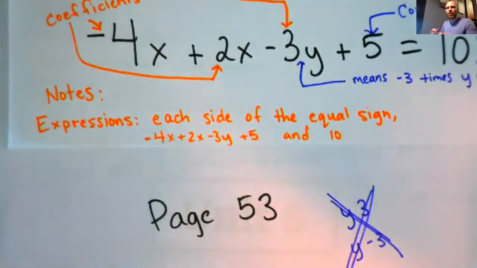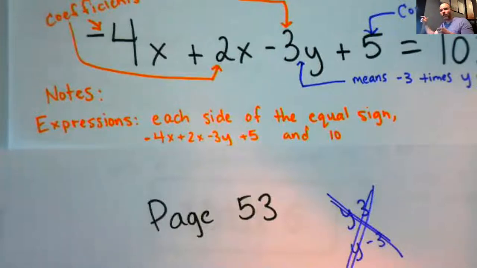So an expression is just any combination of additions, subtractions, multiplications, divisions, other math operations that you haven't even learned yet, but without an equal sign. It's like half of an equation. As soon as you put equals and then something else, now you have an equation.